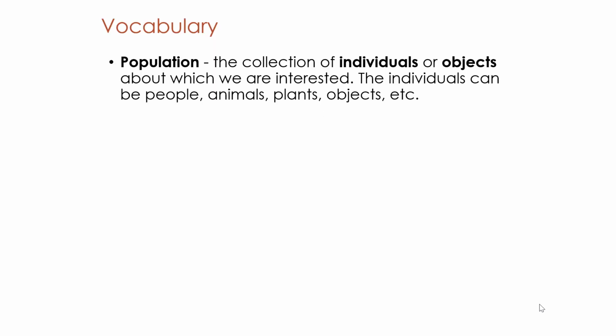A lot of vocabulary. So when we are using statistics, we are interested in the population. So it's the collection of individuals or objects about which we are interested. The individuals can be people, animals, plants, objects, etc. Enumeration is what we're working on right now, and so sometimes one of the things that we're interested in is the population size, the size of the population, and that is the n value.